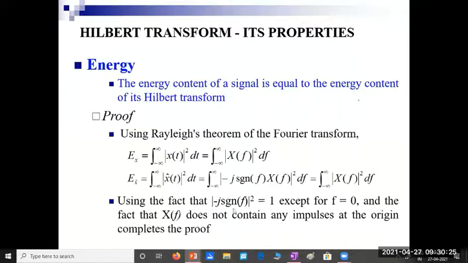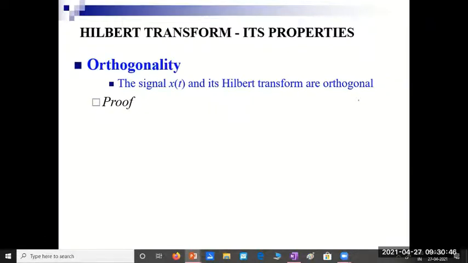Okay. So we are using the fact that minus j signum of f whole square is 1, except at f is equal to 0, where the signal does not have any value at f is equal to 0. It is 0. The next property is orthogonality of the Hilbert transform.